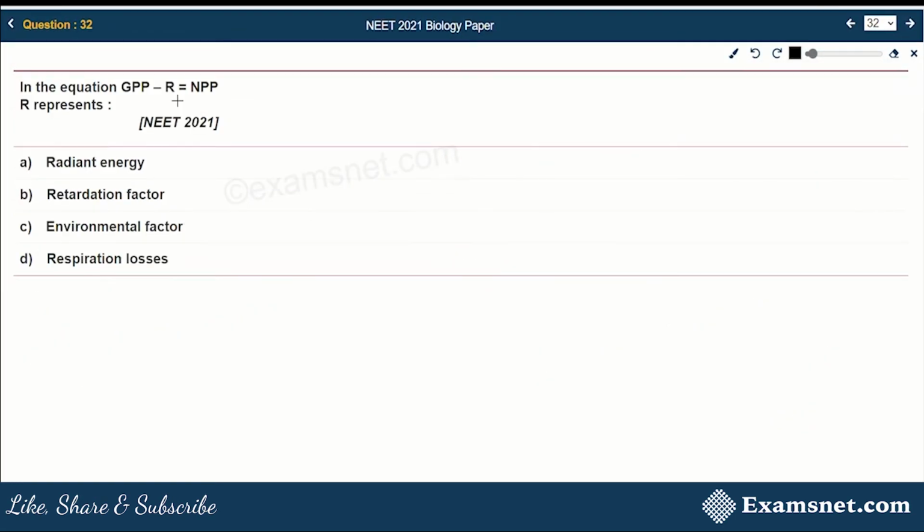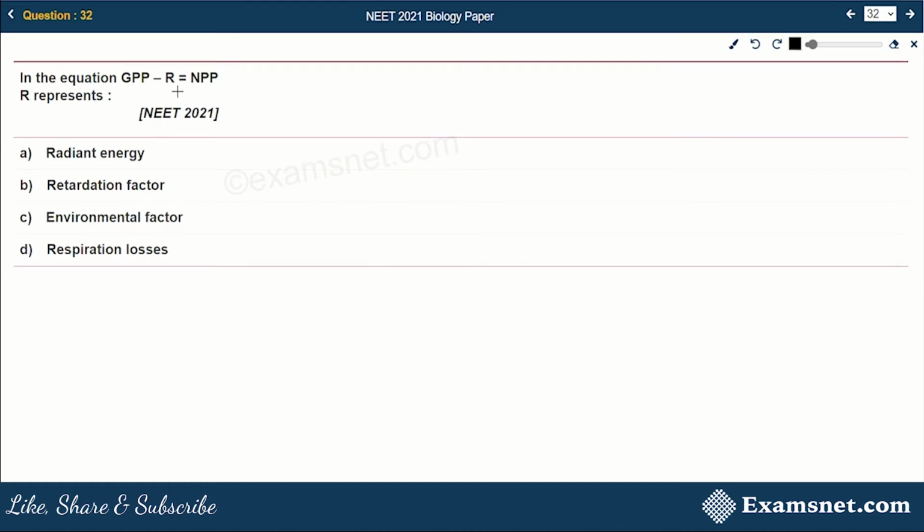Okay. Question number 32 is from the chapter Ecosystem, class 12, and the question is, in the equation GPP minus R equals NPP, R represents, and the options are radiant energy, retardation factor, environmental factor, and respiration losses. So the correct option is option D, that is respiration losses.